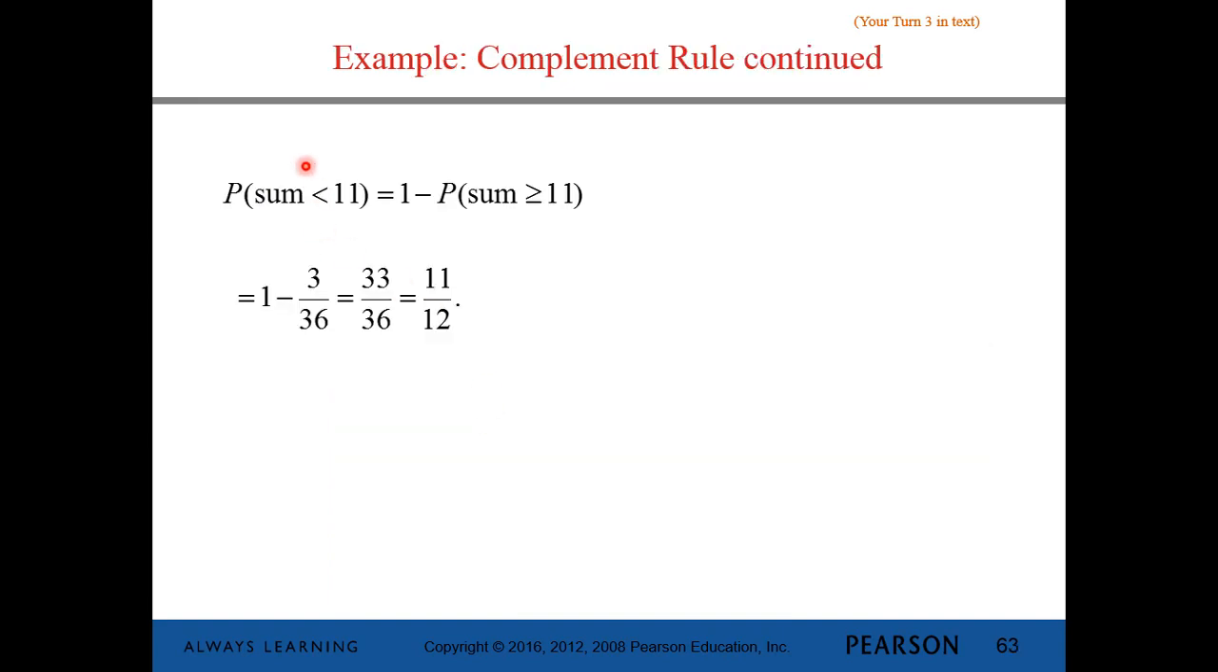And so the probability that the sum is less than 11 is equal to 1 minus the probability that the sum is greater than or equal to 11. And so we get 1 minus 3 out of 36, which is 33 out of 36, or 11 twelfths.